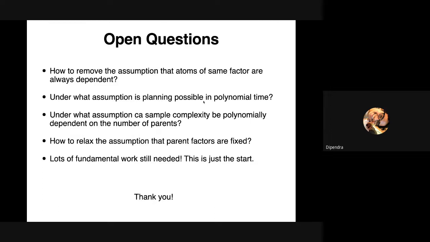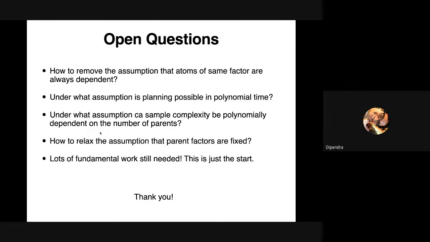And going forward, how do we remove these assumptions, or what assumptions would make planning possible, are natural questions, because it's kind of nice to have tractable problems where the planning is just provably polynomial as opposed to working with approximate planners. And also, what assumptions can we make to get the complexity polynomially dependent on the parents as opposed to 2 to the power number of parents?